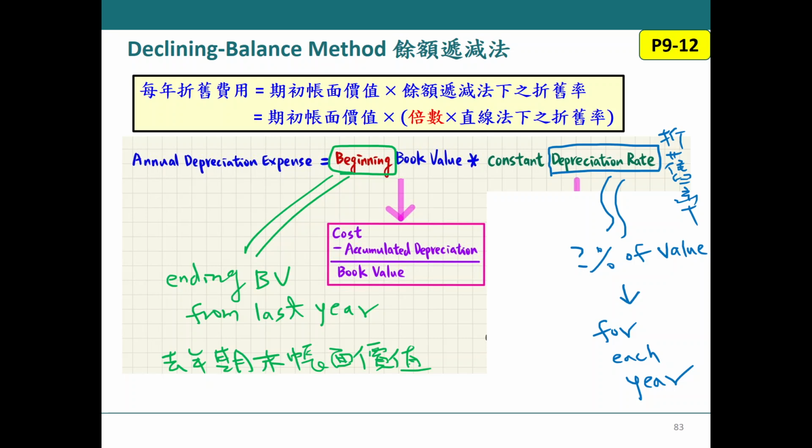Okay? So there's a depreciation rate. Constant means what? The same. We use the same percentage for each year. Constant 固定的. Means the same for each year.